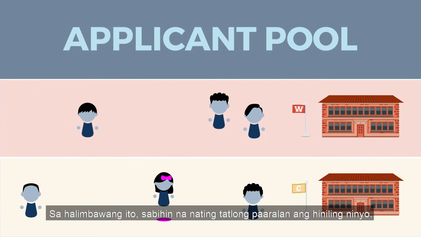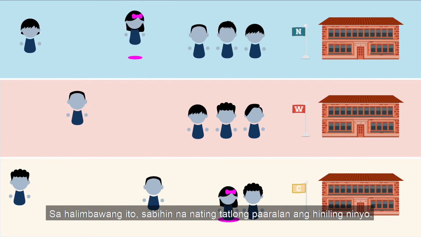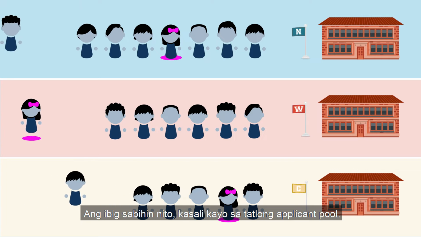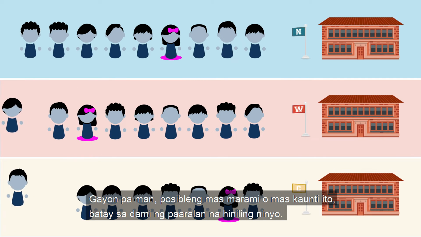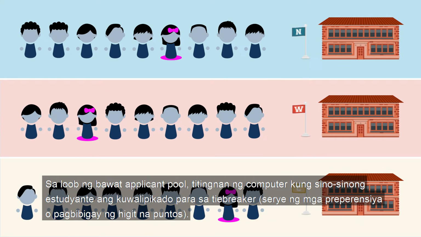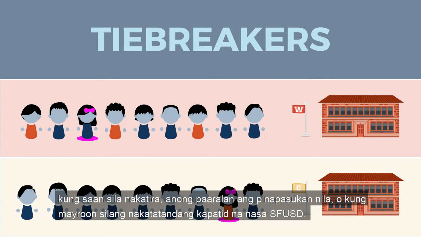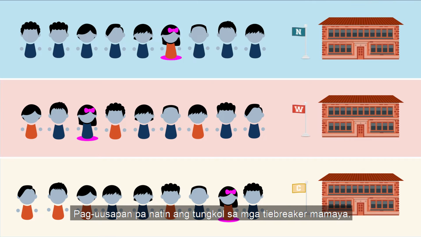In this example, let's say you requested 3 schools. This means that you will be in 3 applicant pools, but there can be more or less depending on how many schools you requested. Within each applicant pool, the computer checks to see which students qualify for tiebreakers. Tiebreakers are preferences given to applicants for certain characteristics, such as where they live, which school they attend, or if they have older siblings in SFUSD. We will talk more about tiebreakers later.